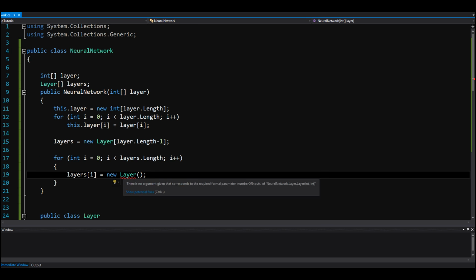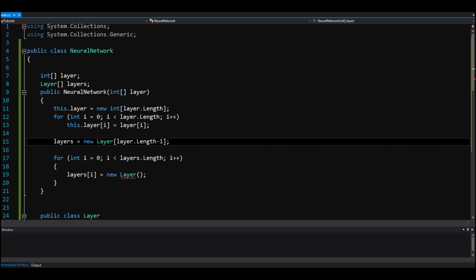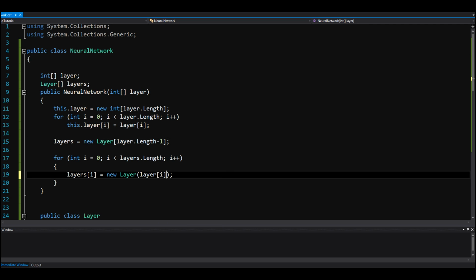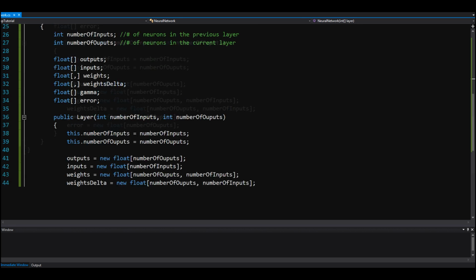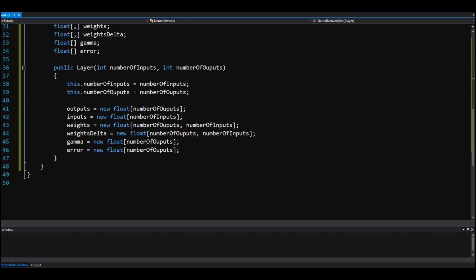So now we have to pass in the number of inputs and the number of outputs. We can get that information from this layer, the layer at I, right? That's the number of inputs that we're passing in. And the number of outputs is going to be layer at I plus 1. Now that we're done initializing our layers, we now have to work on feed forward. So let's do feed forward first.